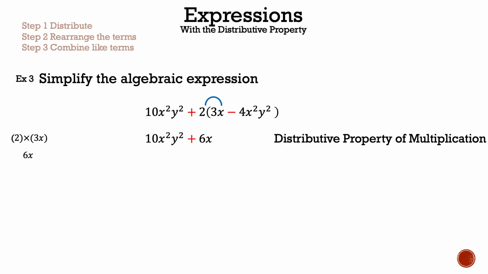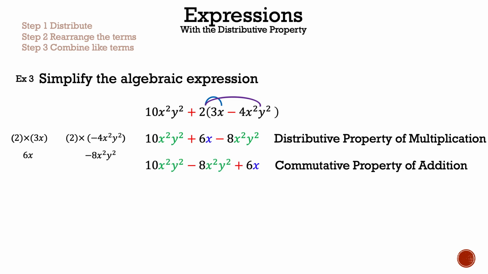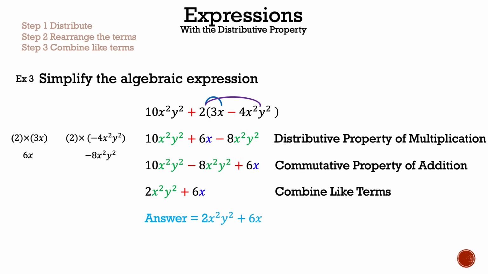Now we can go ahead and move on to the next term. So we have positive 2 times the negative 4x squared y squared, which gives us negative 8x squared y squared. Now we're done with the distributive property, so we're going to go ahead and color coordinate the terms. Now we're going to rearrange them using the commutative property of addition, so the like terms are next to each other. And now we're going to combine the like terms, so we have 10 minus 8, which gives us 2. So now we have 2x squared y squared plus 6x as our answer.